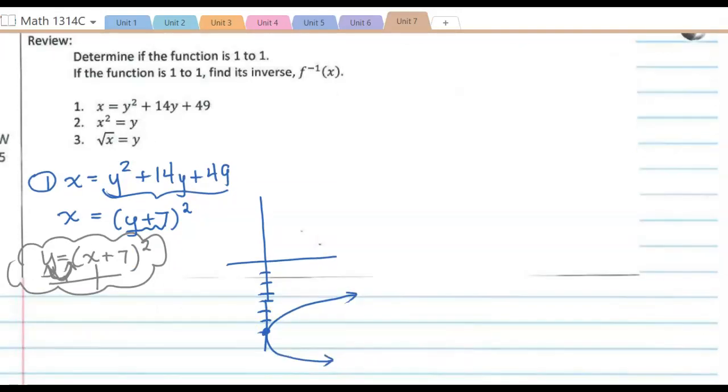From the graph, we can determine that this is not even a function. It does not pass the vertical line test. So we're going to write down that this is not a function. And let's go to number 2.